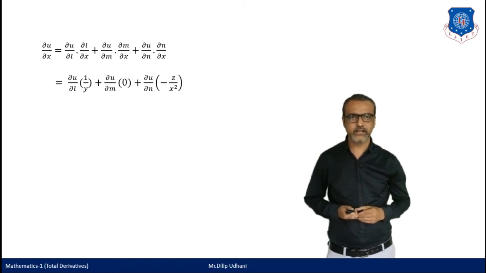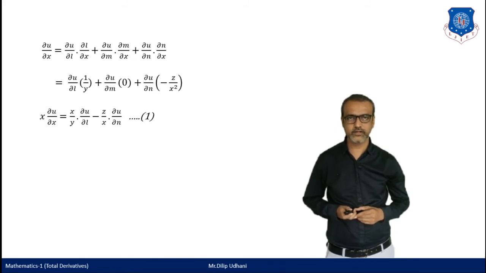Then after ∂u/∂n into ∂n/∂x, and n equals z upon x. So z is constant and the derivative of 1 upon x is minus 1 upon x square. So we have ∂n/∂x, that is minus z upon x square. Now we will multiply this result by x to find x into ∂u/∂x.